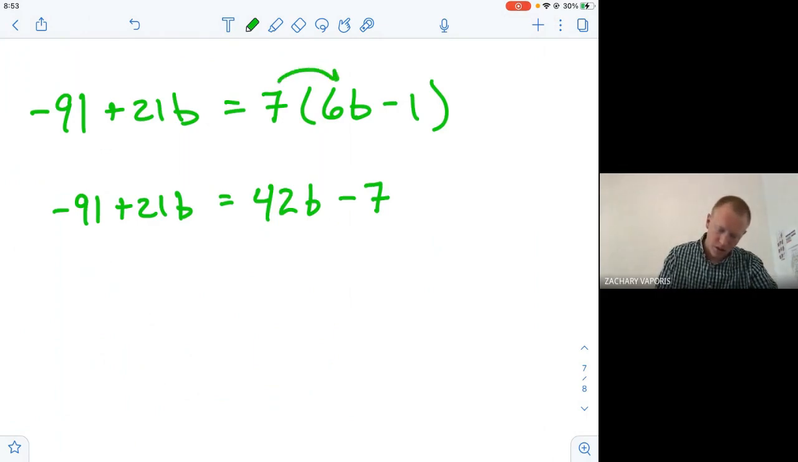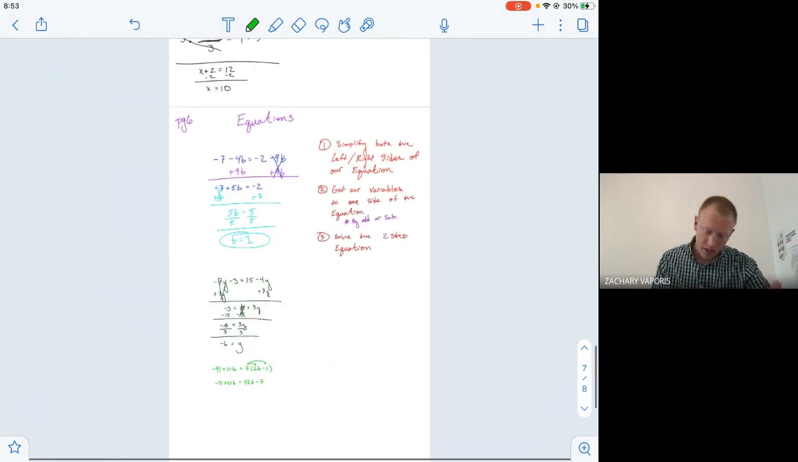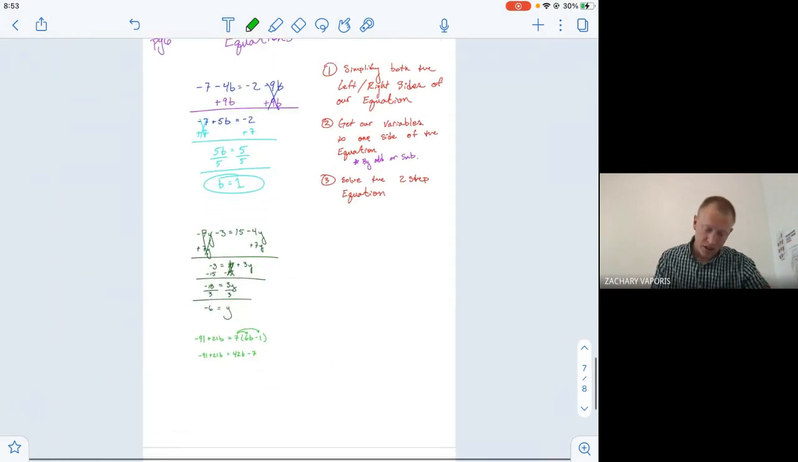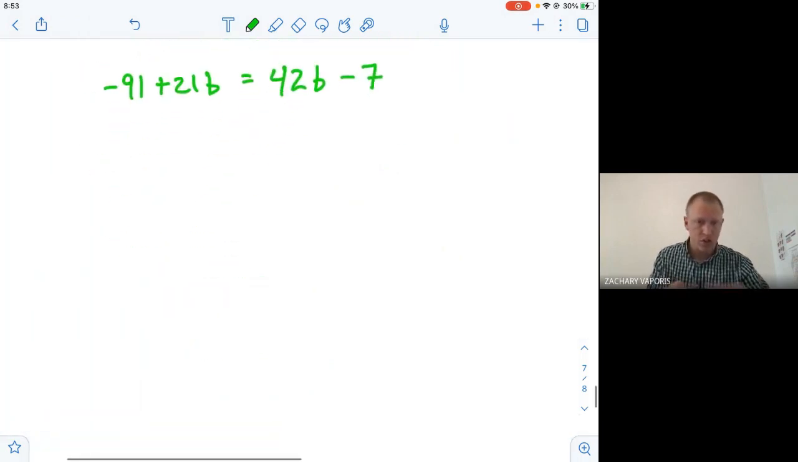So we distributed this. And now, are we done simplifying this side? Can we do anything else to it? And the answer is no. So now we've simplified, right? So this is the idea of simplifying. The question is, get our variables to one side of the equation by adding or subtracting. So now let's look at this. We have this new equation, right?